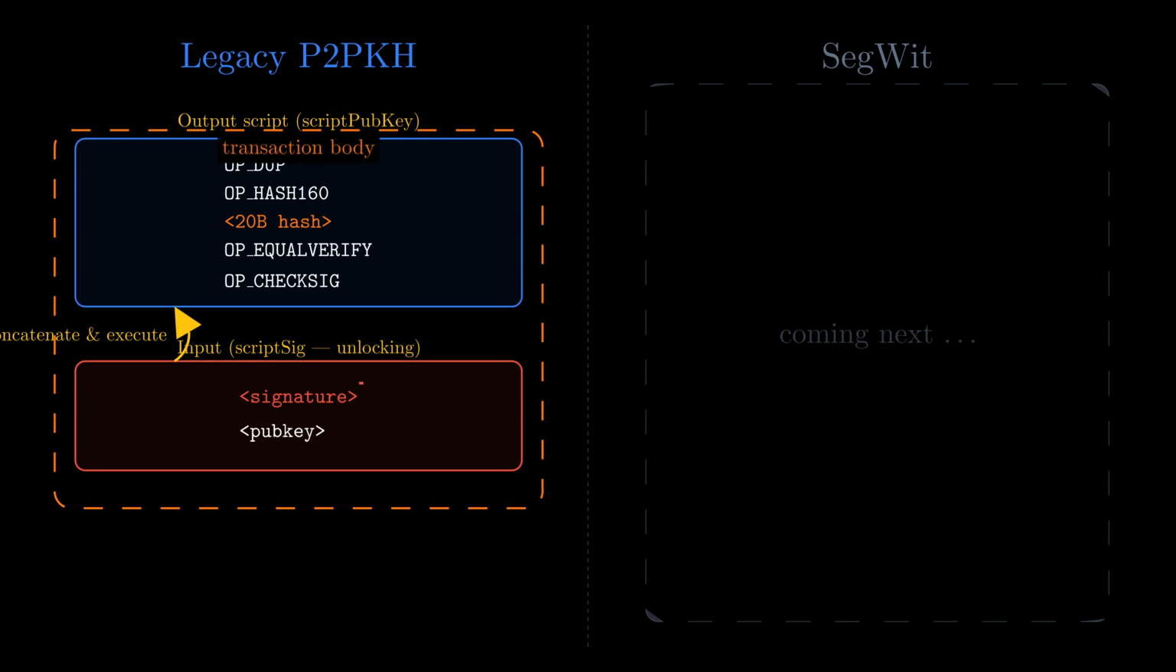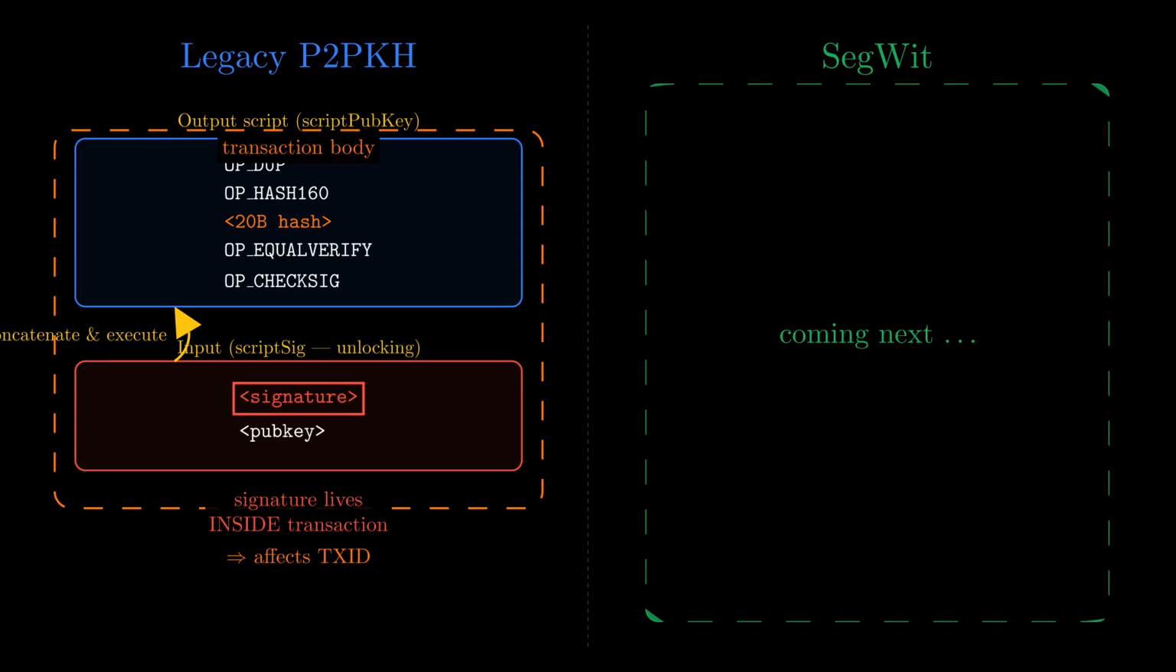Crucially, the signature lives inside the transaction body. That means signature data contributes to the transaction ID. Any malleation of that signature changes the ID. A problem SegWit was designed to fix.